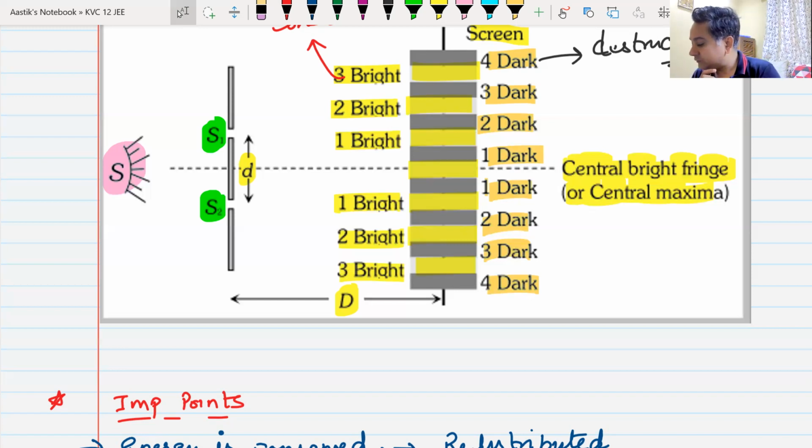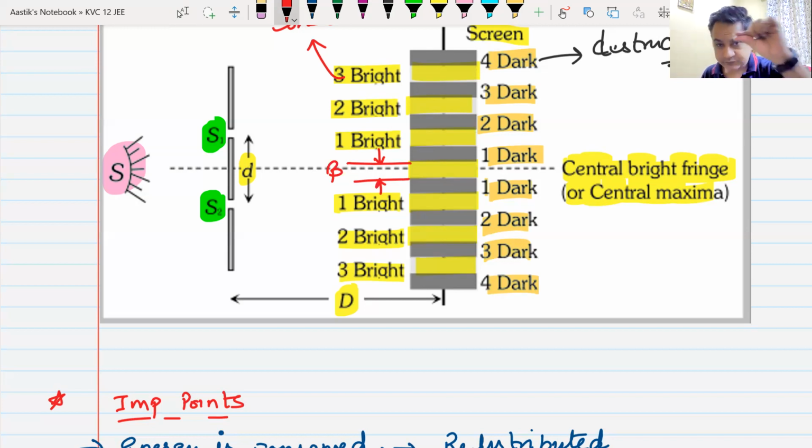Capital D. This is known as your fringe width, beta. You can also call it this way: it is the distance between two consecutive dark fringes or two consecutive bright fringes. Beta, fringe width, beta, fringe width, beta. This fringe width is same for all the dark and all the bright fringes.